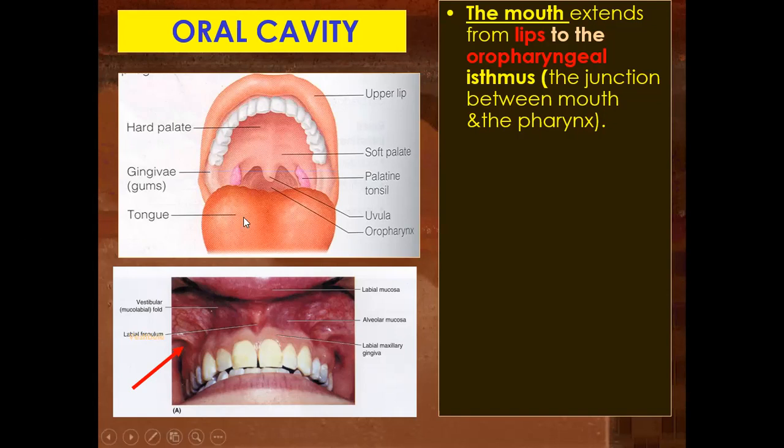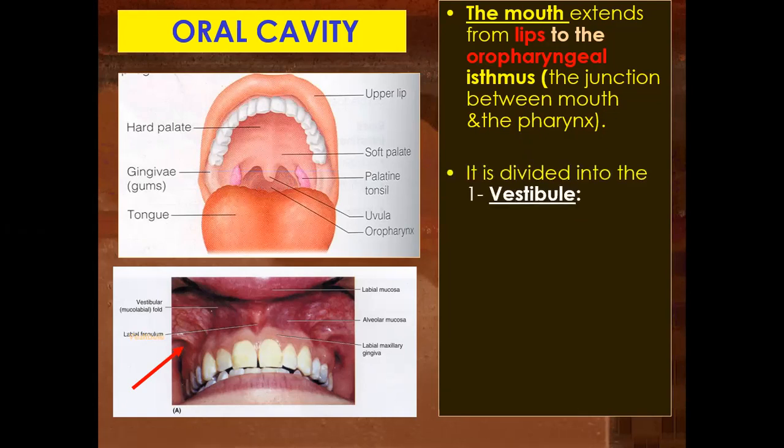So there is something called the oropharyngeal isthmus. This opening connects the oral cavity with the oropharynx. This is called the oropharyngeal isthmus opening, the junction between the mouth and the pharynx. So the oral cavity extends from the lips up to the oropharyngeal isthmus.